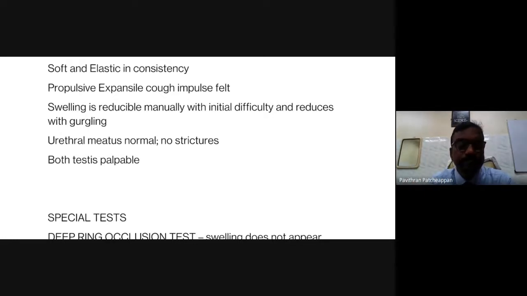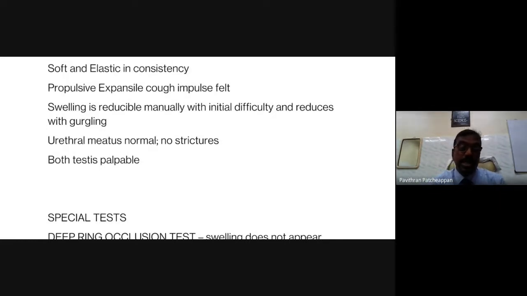Sir, granular consistency is seen if omentum is the content of the hernia. Doughy consistency in early omentum. If bowel is the content, it is soft and elastic. If omentum is the content, the early part will be doughy, right? Yes, sir. In a long-standing omentocele, the omentum will become a bit inflamed, and you can feel a granular swelling.